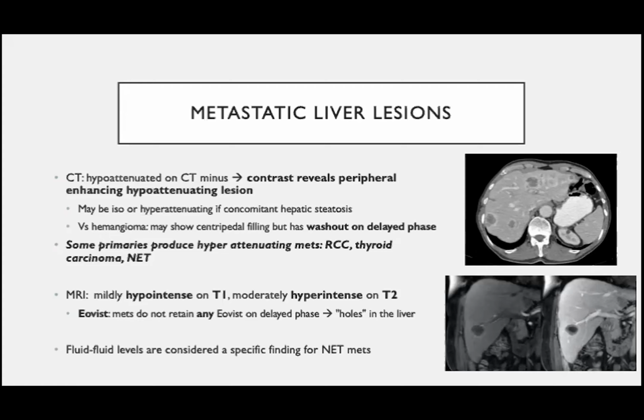On MRI, they're mildly hypointense on T1 and moderately hyperintense on T2. So you can see T1 and T2. With Eovist contrast, METs do not retain any Eovist contrast on delayed phase, so they look like little holes in the liver. Fluid-filled levels are considered specific for neuroendocrine tumor METs.